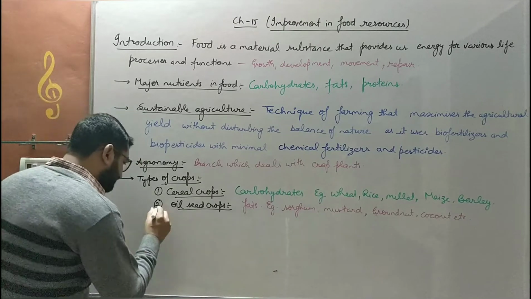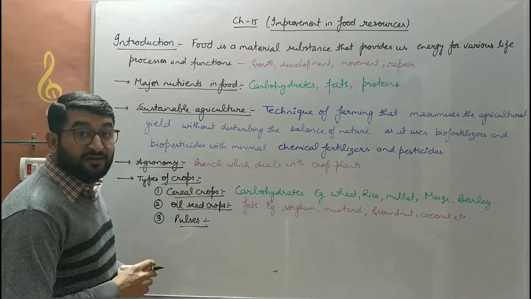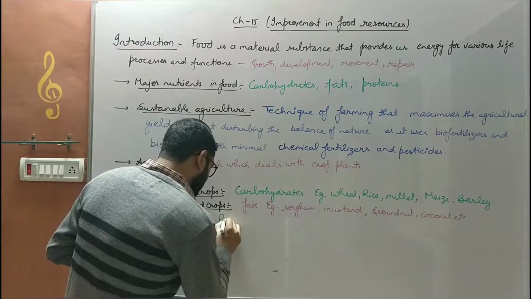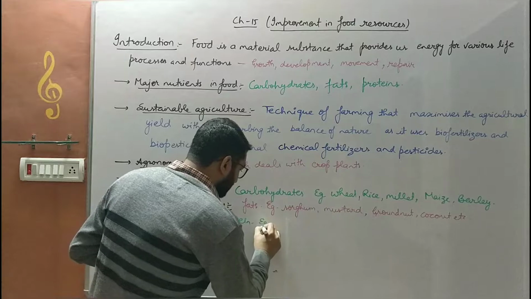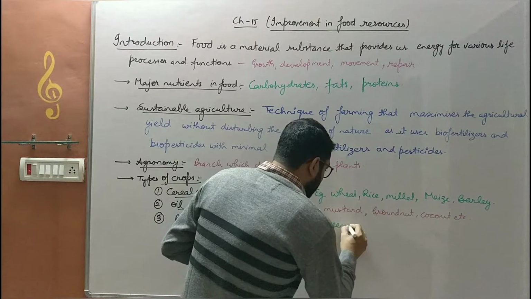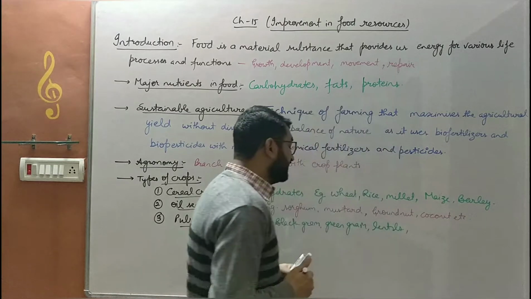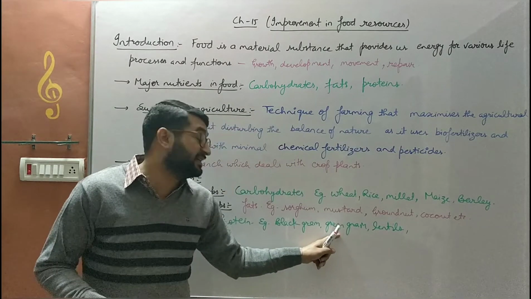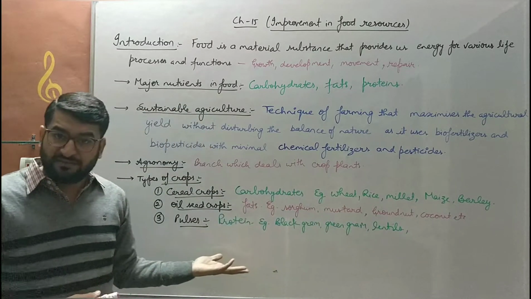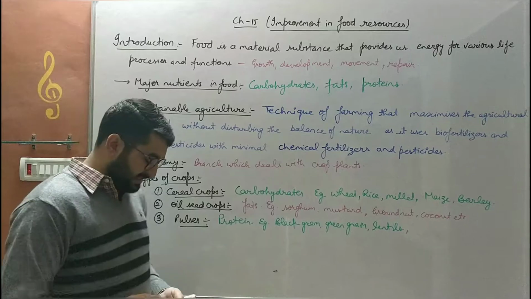The third is pulses, dal, the granular crops which provide us proteins majorly. The protein-rich crops, for example: black gram, green gram, lentils, green gram, black gram. So these are the pulses. Pea, green peas, that is also a pulse crop which provides us protein. They are protein rich.